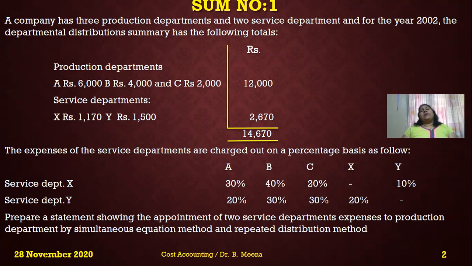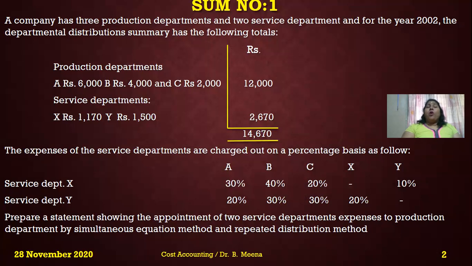So this problem is the same, but we are going to work it out by 2 different methods, the simultaneous equation method as well as the repeated distribution method. Whenever you work out both methods, the answer will be the same. If you have this kind of problem where they didn't mention the method, for example, if they ask to prepare a statement showing the apportionment of 2 service department expenses to production departments alone, it's your choice. Either you can apply the simultaneous equation method or the repeated distribution method. Both answers will be the same.